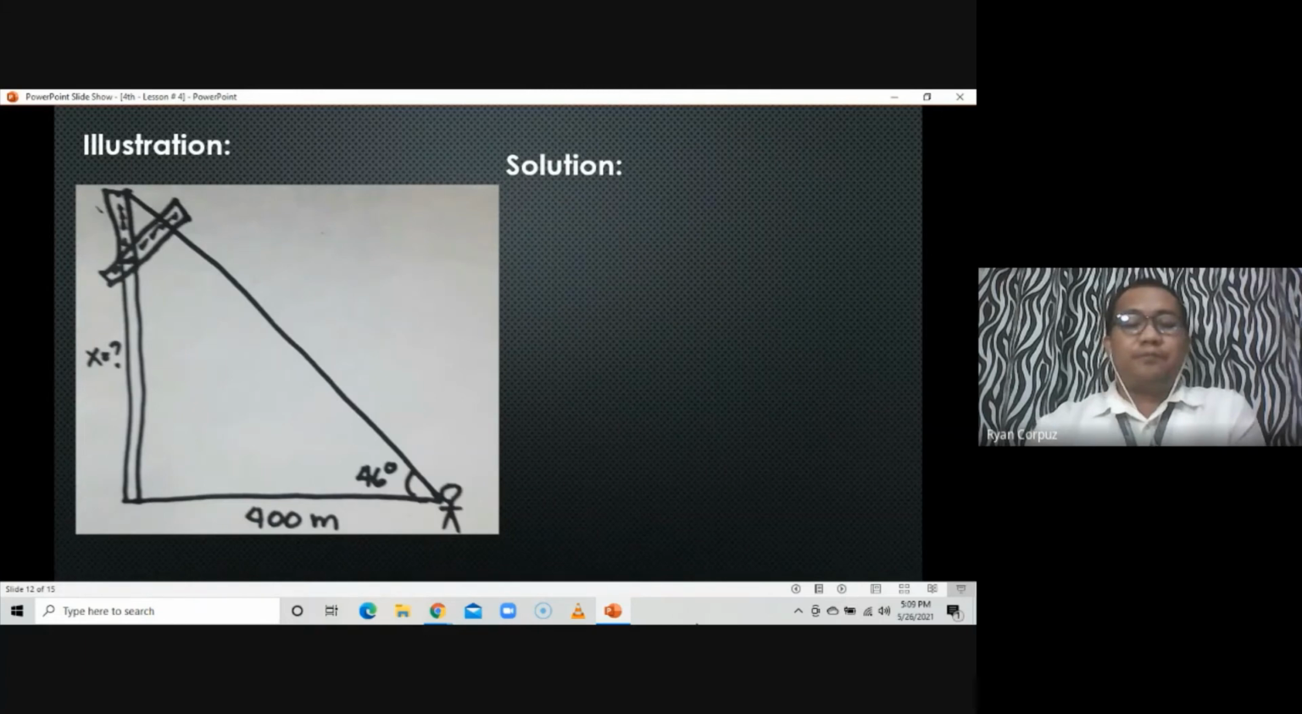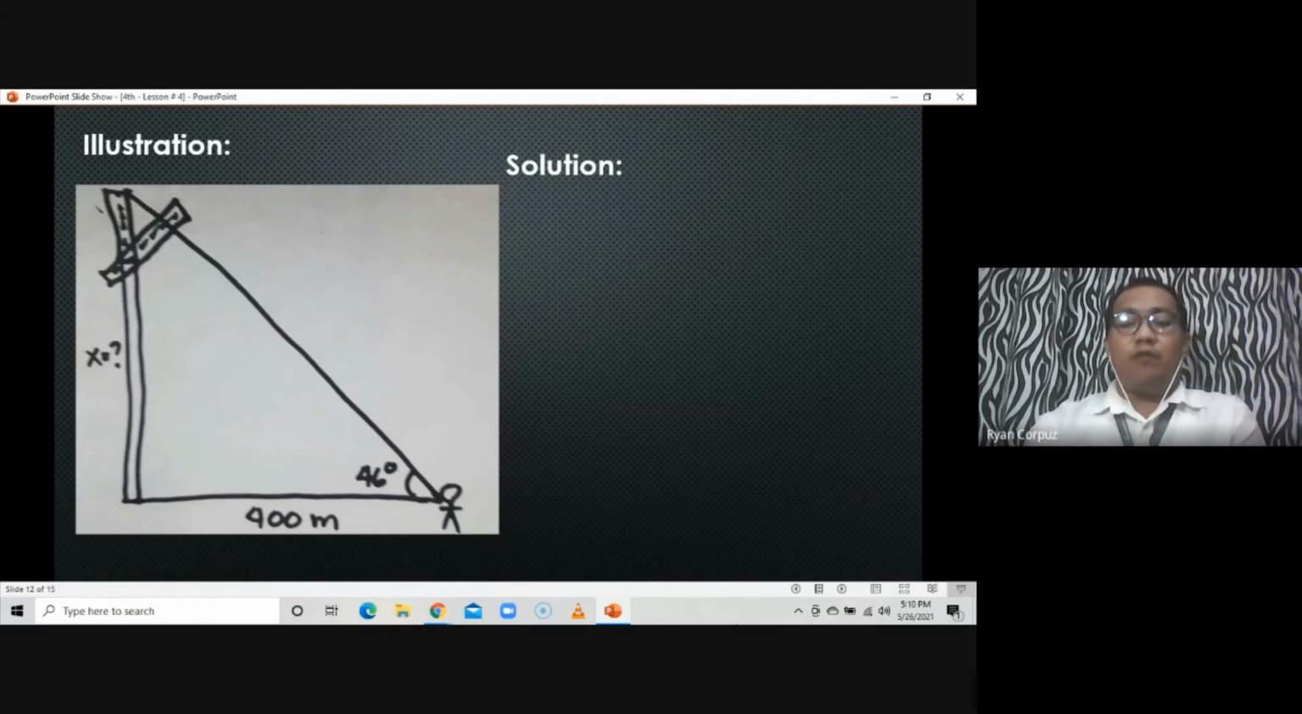So paano? Let's form now the equation. So tangent yung gagamitin natin, 46 degrees given yung measure ng angle. When we write the function, we are going to attach right away the measure of the angle since it's already given. Then equal to opposite over adjacent.